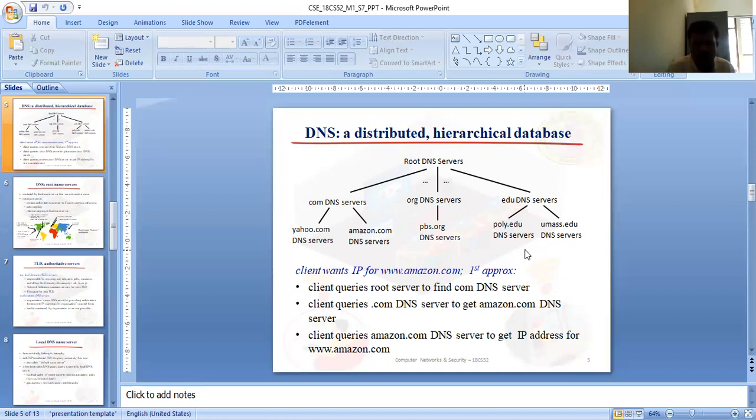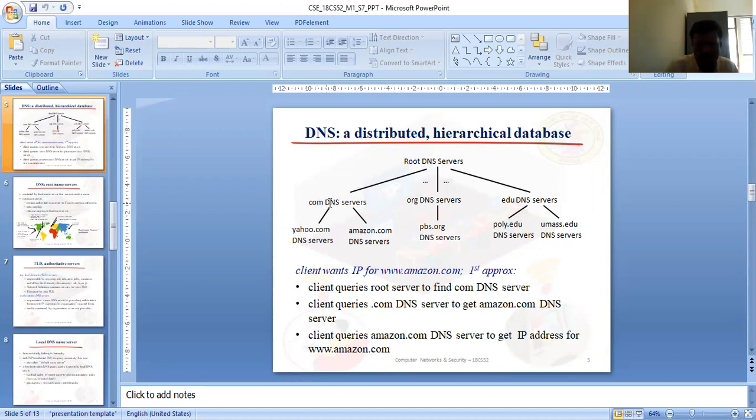Say the client wants the IP address for Amazon.com. First, the client sends the query to the root servers and finds the .com DNS servers. Then the client queries the .com DNS servers and gets the Amazon.com DNS servers. So you see that the query will always be passed on to the root DNS servers, which direct it to the .com servers. Again, the client queries the Amazon.com DNS servers and gets the IP address for Amazon.